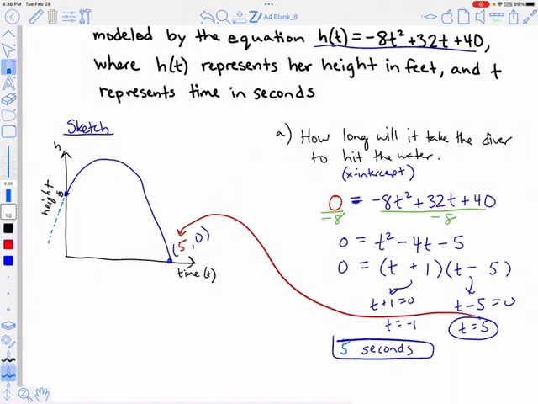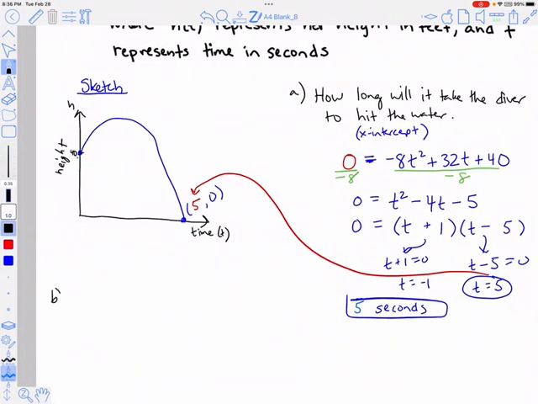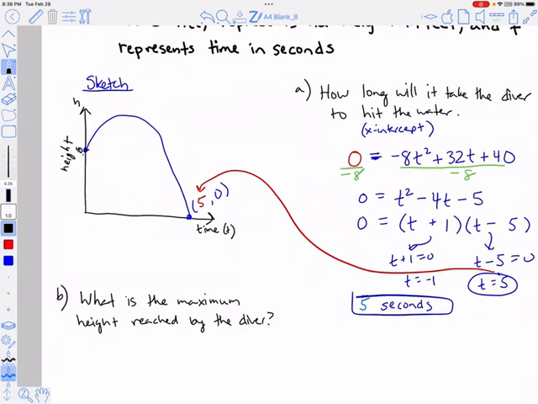Okay, so that's one question. Let's see what else. What else could we ask? Maybe you would be asked for what is the maximum height reached by the diver? Okay, so what part of my parabola would I want to find if that question was asked? So I look at my picture and, well, what is the maximum height reached? Well, that's going to definitely have to do with this point here, the vertex.